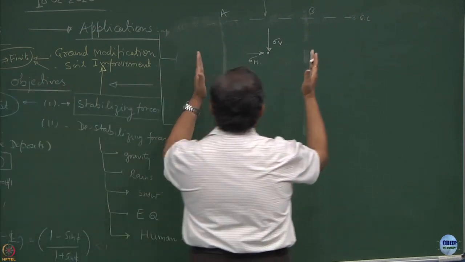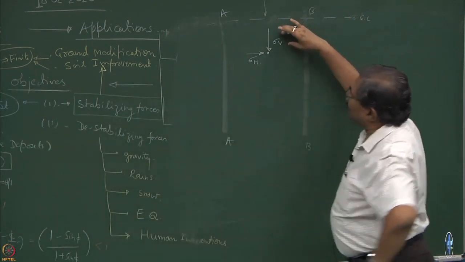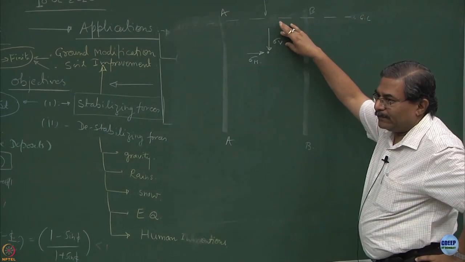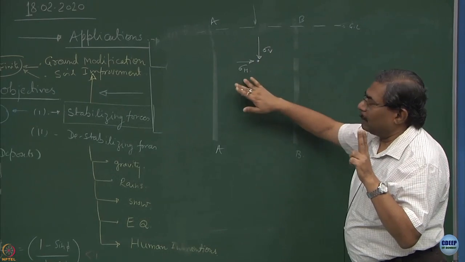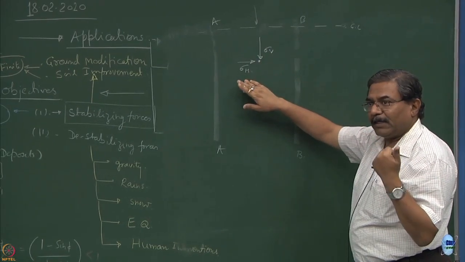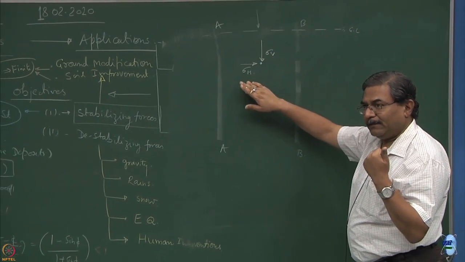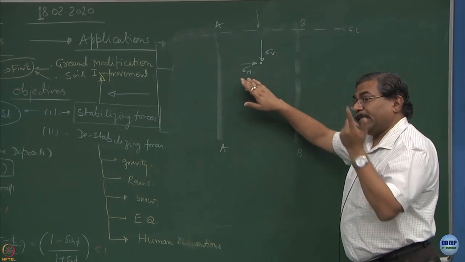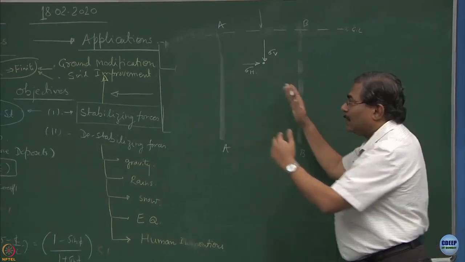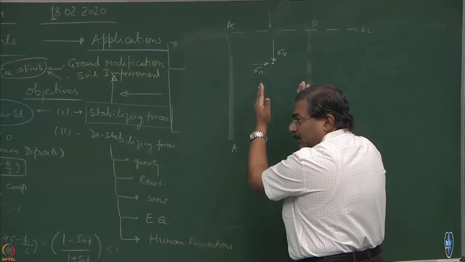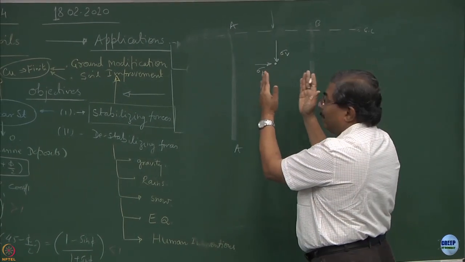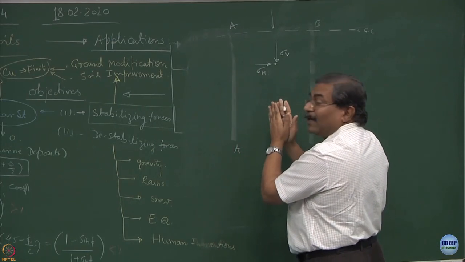Now, suppose as long as sigma v is constant, there are two possibilities. Sigma h will either decrease or it will increase. Agreed? If sigma h increases, what is going to happen? These two systems will come closer to each other when sigma h increases, all right.